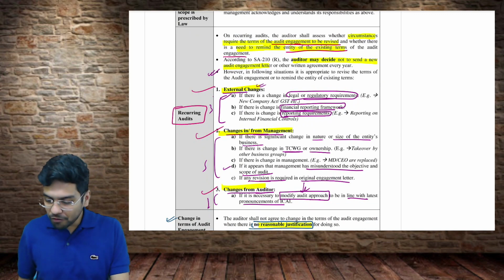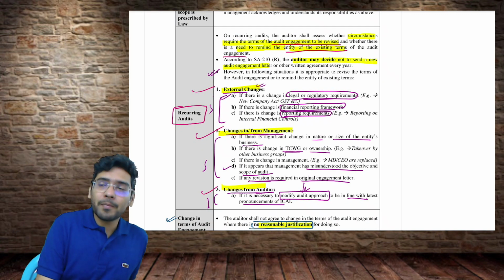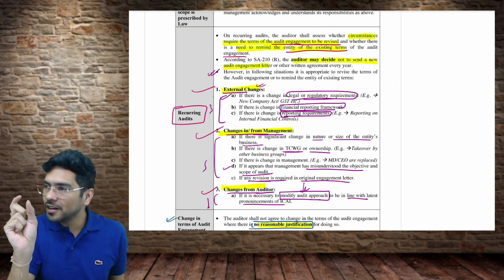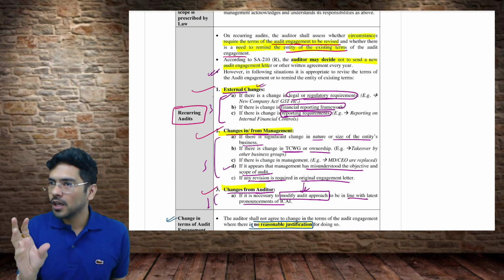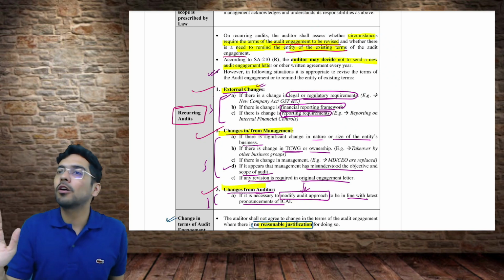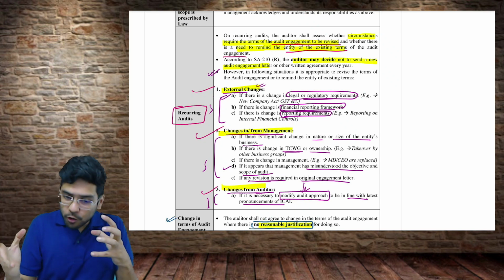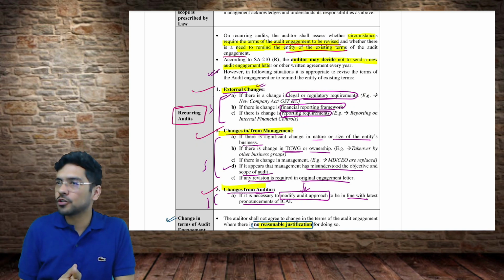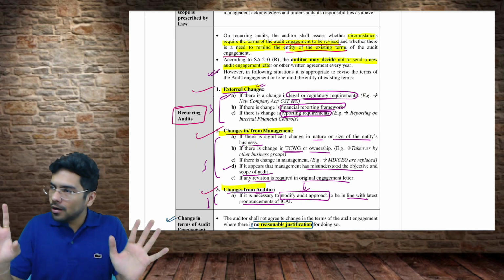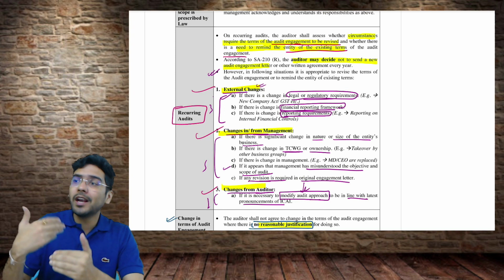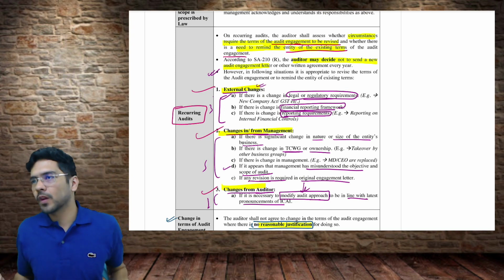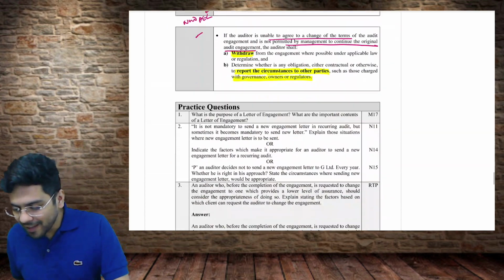What if you accept the audit and then management asks you to make changes? You have to see whether it is reasonably justifiable or not. If there is no reasonable justification, you are not going to make the change. And you are not going to accept any change which would make you give a lower level of assurance. Let's say you did not accept the management change and they are not letting you continue. What are you going to do? Withdraw and report. That's it. So with this, 210 is over.